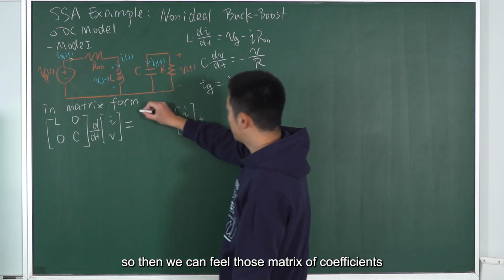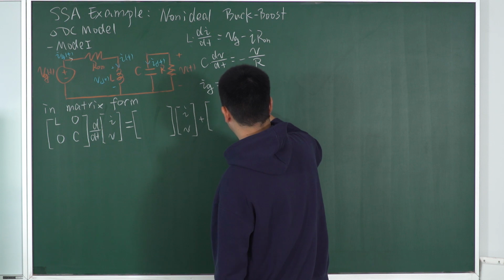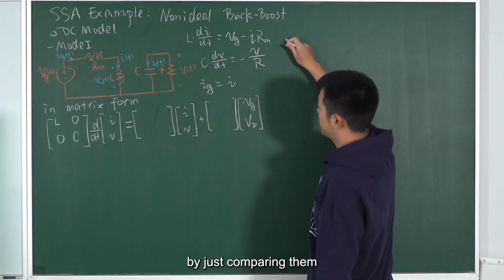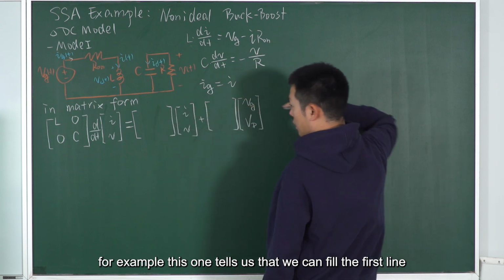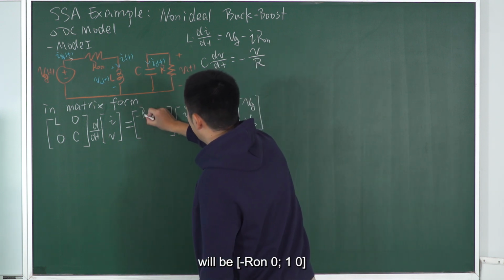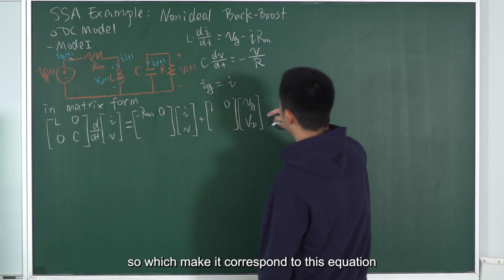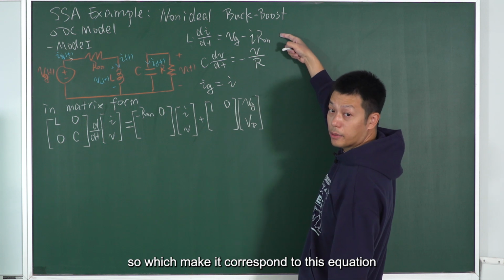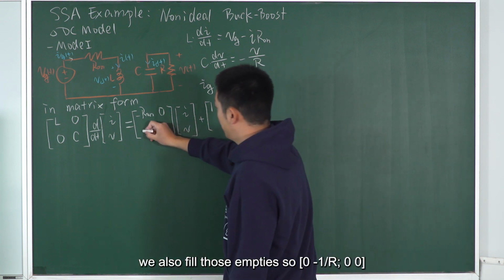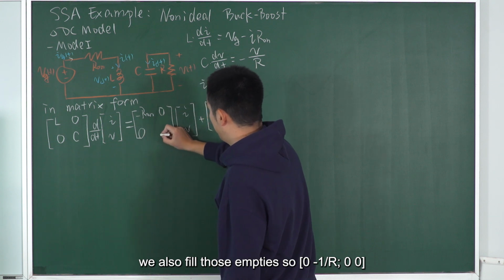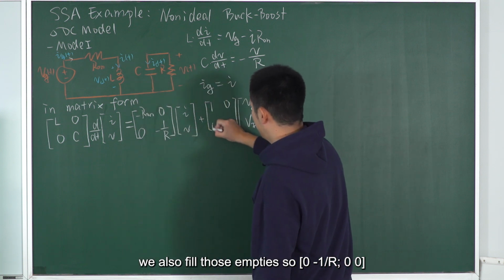Then we can fill those matrices of coefficients by just comparing them. For example, we can fill the first line with minus on-resistance, 0, 1, 0, which makes it correspond to this equation. And the second line corresponds to the second equation. We also fill those empties: 0, minus 1 over R, 0, 0.